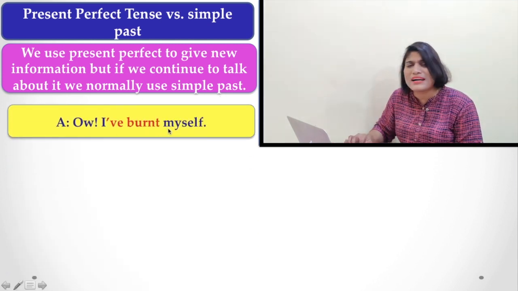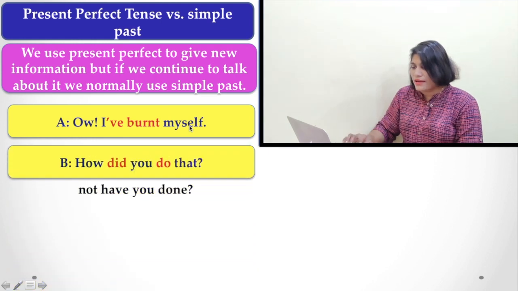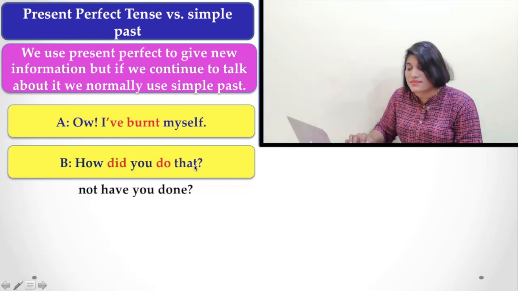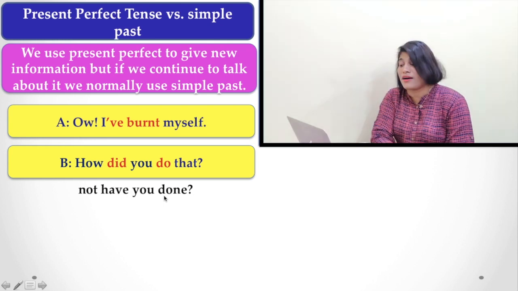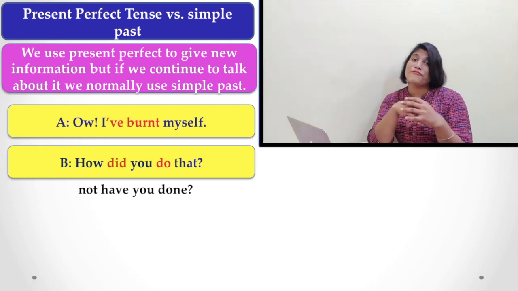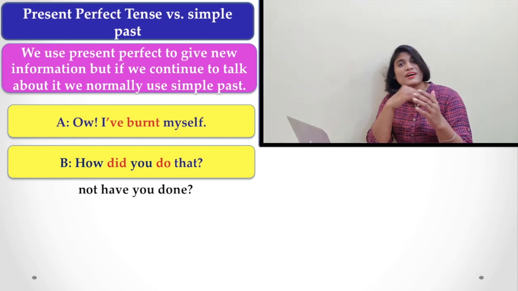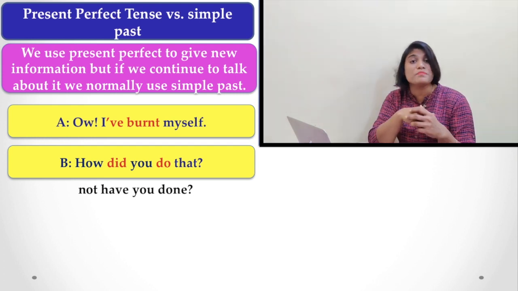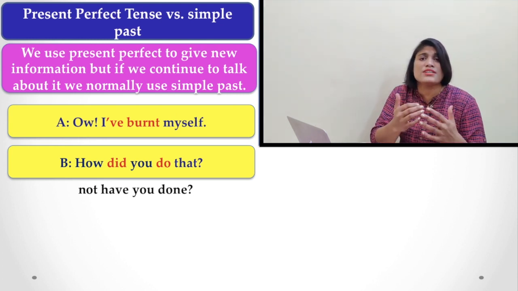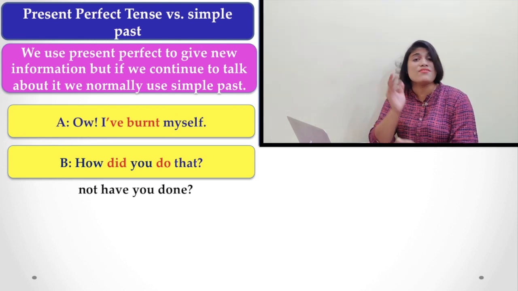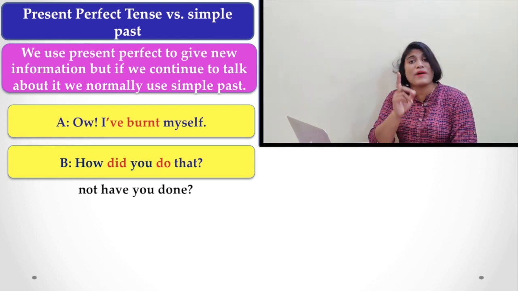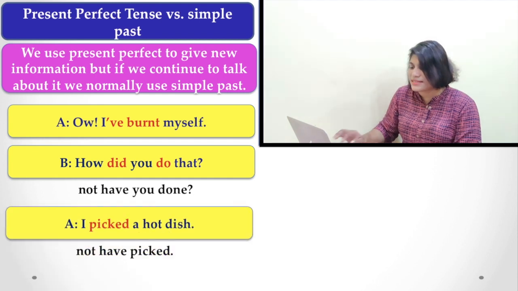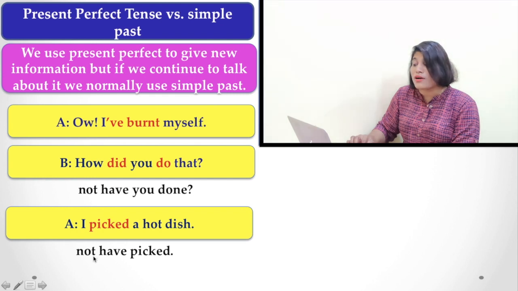Here: "Oh, I have burned myself." Here: "How did you do that?" And not "Have you done?" So if I'm giving new information, I have to use present perfect tense. But if I am continuing to talk about that thing, you have to use simple past tense instead of the perfect one. That is, "I picked a hot dish," not "have picked."